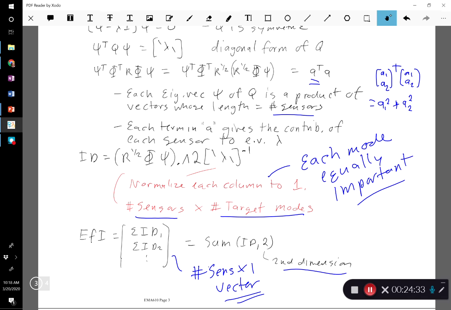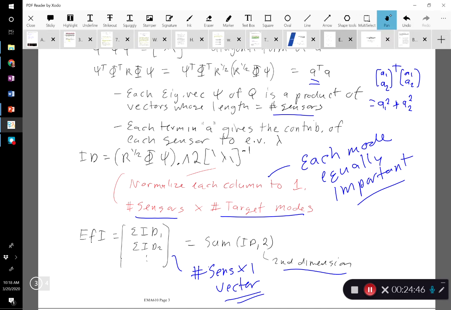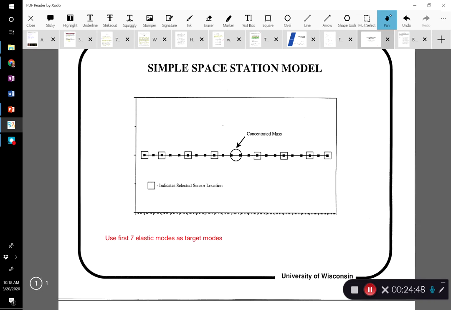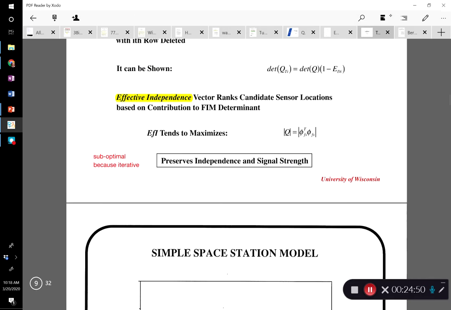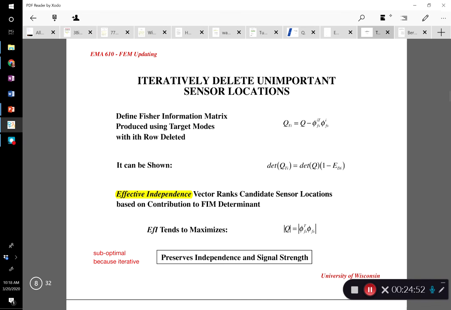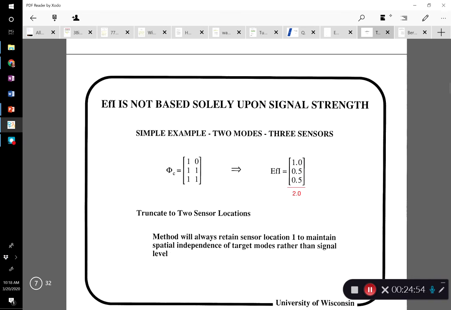So once you know the importance of each sensor, you could go a few different ways. You could keep the sensors that have the most independence, or you could throw out the sensors that have the least independence. And what's most typically done is the second, where you would throw out sensors that have the least independence.